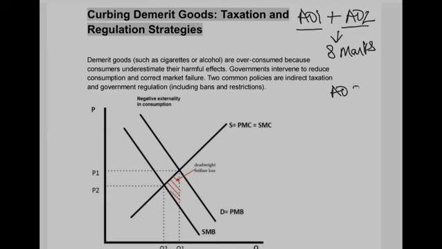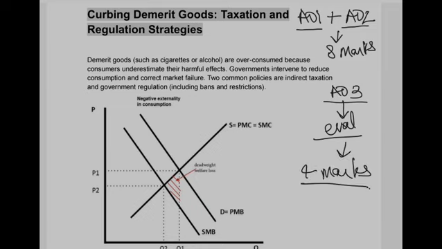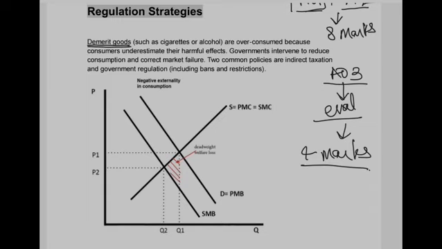Plus you have to also talk about the AO3 component, which is the evaluation or conclusion. This is the 4 marks of your answer. Okay, so if we start with the AO1 component here, which is the knowledge and understanding, we have to talk about what are demerit goods, and here I have helped you do that with the help of a diagram.